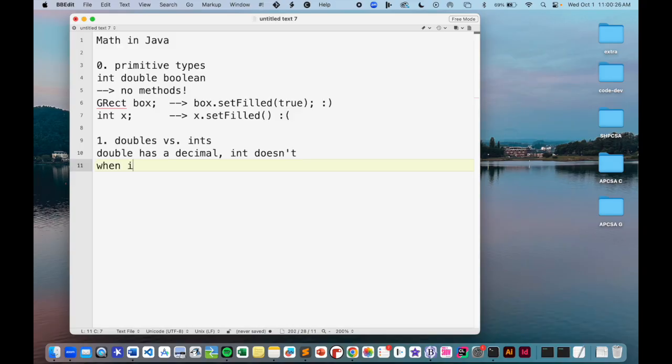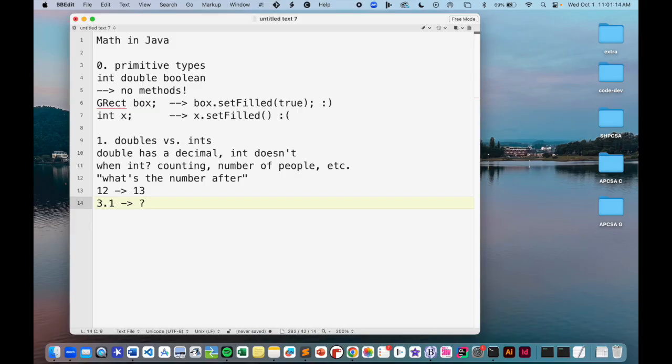So when int, things like counting. If I have a certain number of something, like a number of people, I shouldn't have half a person, right? So anytime that I can logically use a whole number for something, I will. Why is that? Well, ints are a little bit more clear than doubles in these scenarios. The way that I like to look at it is looking at the question like, what's the number after? So if I asked you what's the number after 12, you would say 13. If I asked you what's the number after 3.1, that's kind of like a question that you can't really answer.